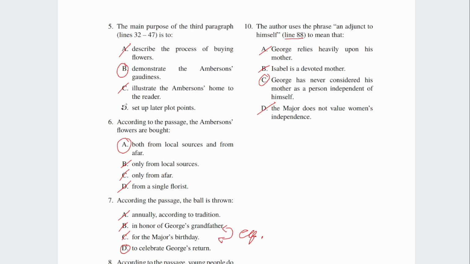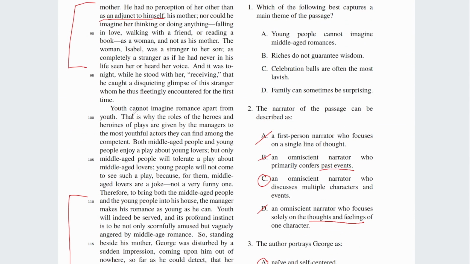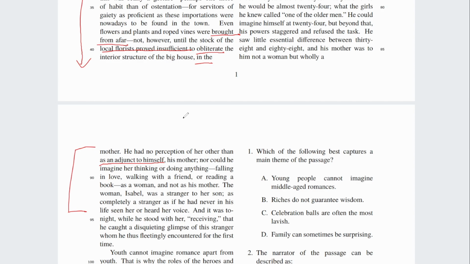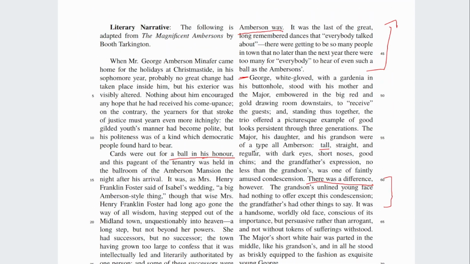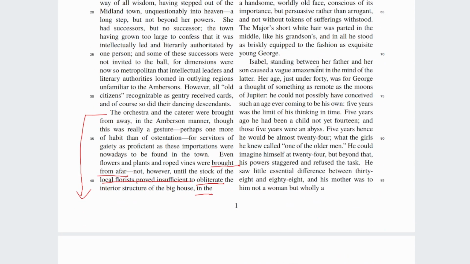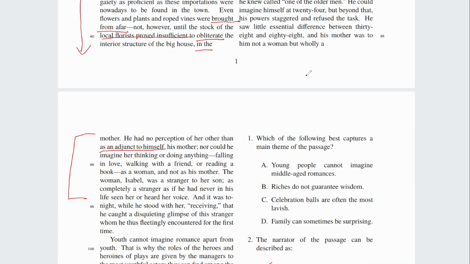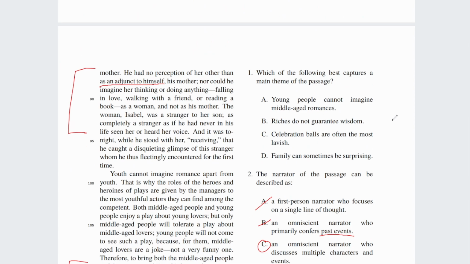Setting up later plot points is one of those answer choices that is totally off the wall. I don't know where it comes from. I don't know how it could possibly be the answer choice, because there isn't a later plot point that really hinges upon having a lot of flowers, right? I think that's the entire content, or for everyone having been there. In fact, I wouldn't really describe this passage as having plot points in a proper sense.